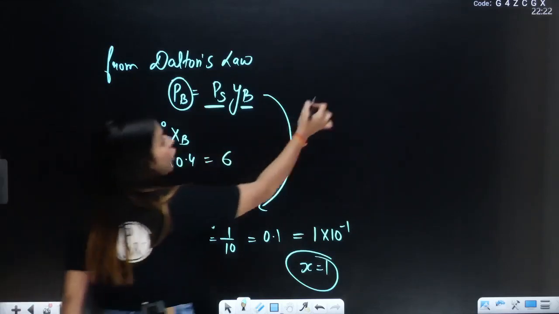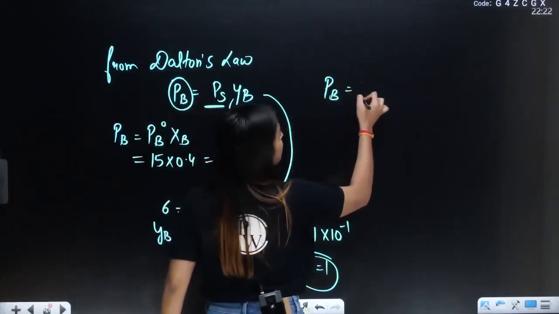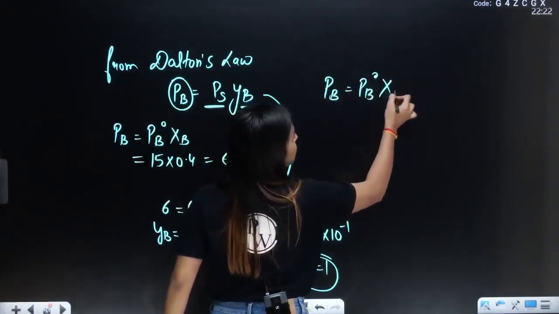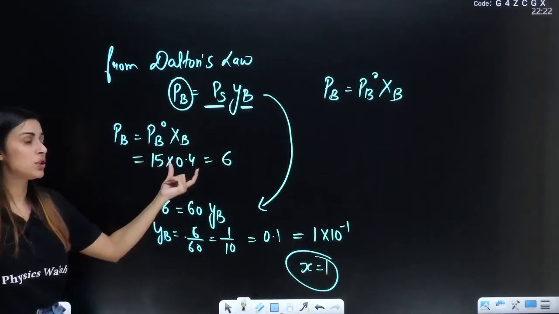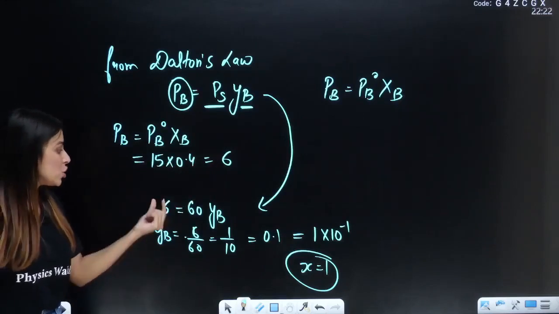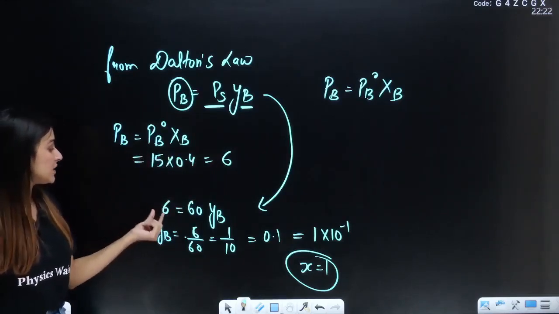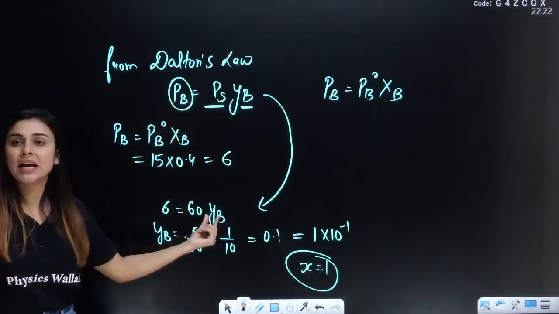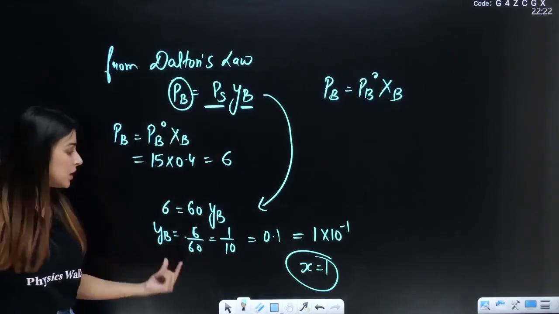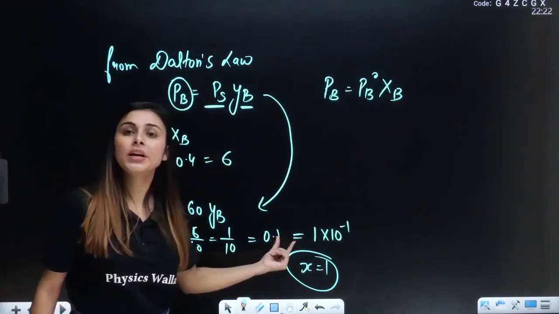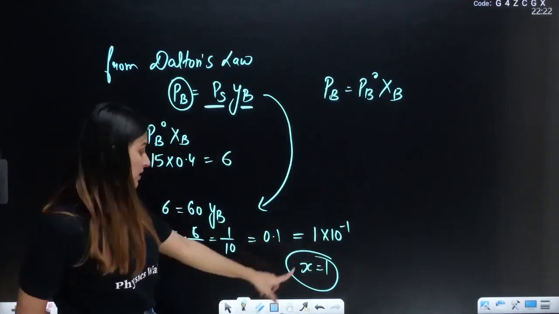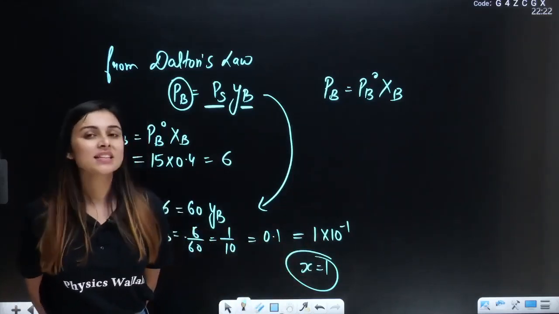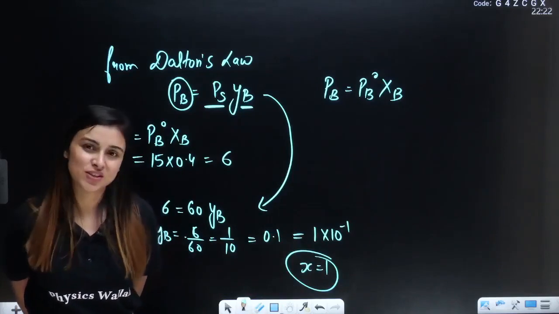From Dalton's law, I know that PB is equal to PB naught XB. And I have calculated PB naught XB: 15 into 0.4 is equal to 6. So the PB value is 6. The PS value is 60. I have calculated Y of B. So Y of B came out to be 0.1, which is equal to 1 into 10 raised to the power minus 1. So the x value is 1. This is how you are going to solve this question, right?